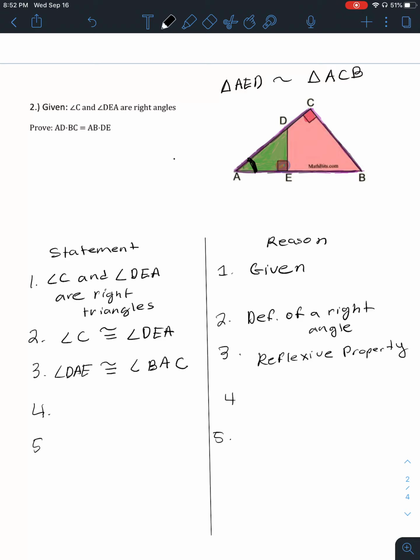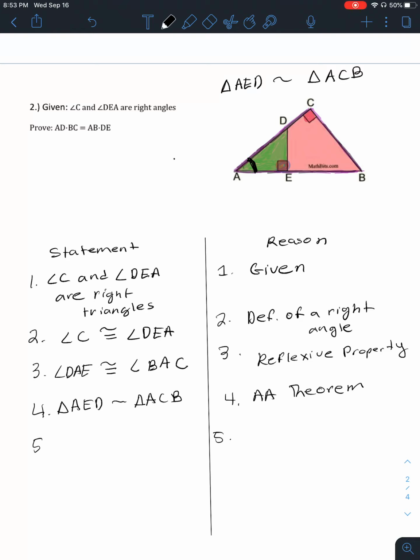And the great thing about this is we have just shown that these two triangles are similar. So we can go ahead and say that triangle AED is similar to triangle ACB because of the angle-angle theorem. They both have a congruent 90-degree angle and they both share A. So that is enough information to state that they are similar because of angle-angle.